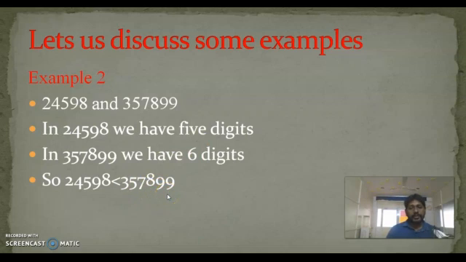3,57,899. So as we said in the earlier class, the pointer always shows to the smaller side. Hence this can be read as 24,598 is smaller than 3,57,899.